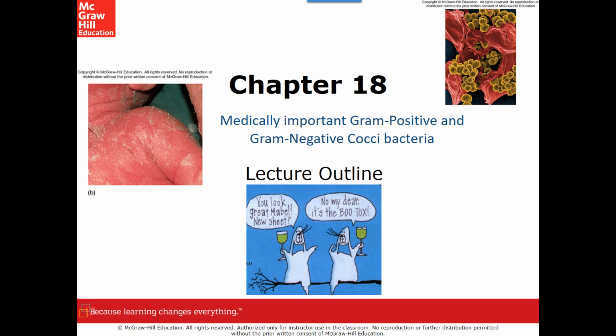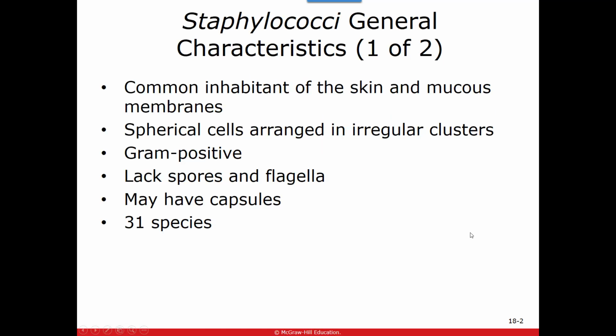So this chapter is all about the medically important, so the most common, most likely to cause disease in humans, gram-positive and gram-negative cocci-shaped bacteria. So everything in chapter 18 all has the exact same circular shape. Most of them are going to be gram-positive in this chapter, and then a few are going to be gram-negative cocci shape. So we're going to start with our gram-positive cocci bacteria because there are more of them than gram-negative cocci shaped.